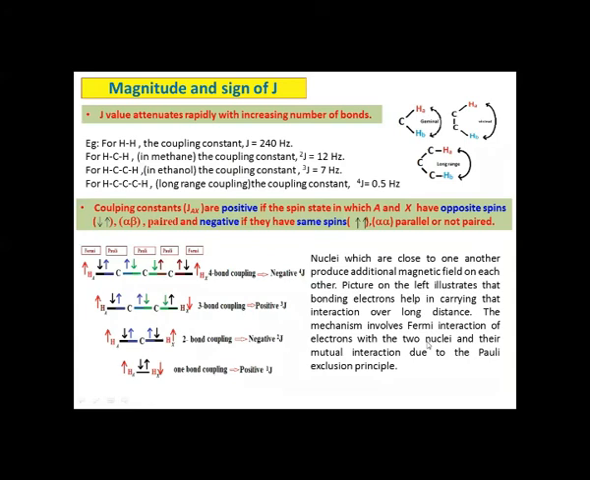Now the magnitude and the sign of the coupling constant. The J value attenuates rapidly with increasing number of bonds, that is, the magnitude of J reduces with the increasing number of bonds. So for the H2 molecule, where the two protons are separated by a single bond, J is found to be 240 Hertz. If two protons are separated by two bonds, then the coupling constant J2 is 12 Hertz, and for J3 it is 7 Hertz. Then J4 will be 0.1 Hertz.